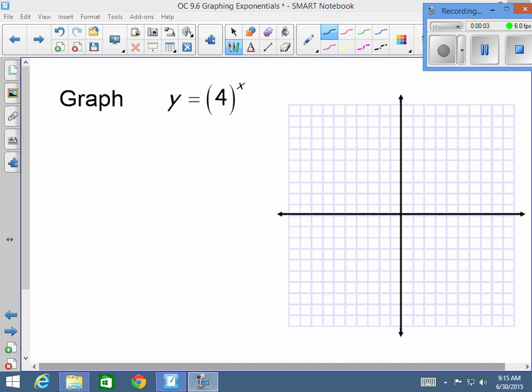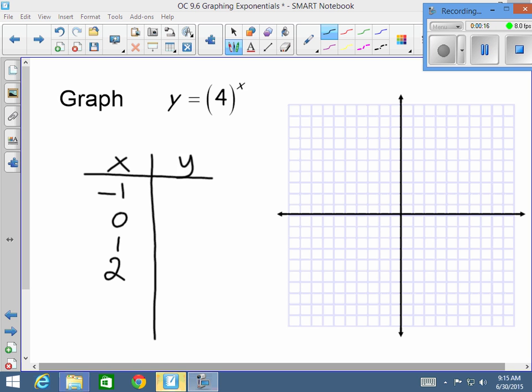Alright, so we have y equals 4 to the x power. Again, we want to graph that, so we're going to start by making a table. I use the x values -1, 0, 1, and 2. You're more than welcome to use whichever x values you like.